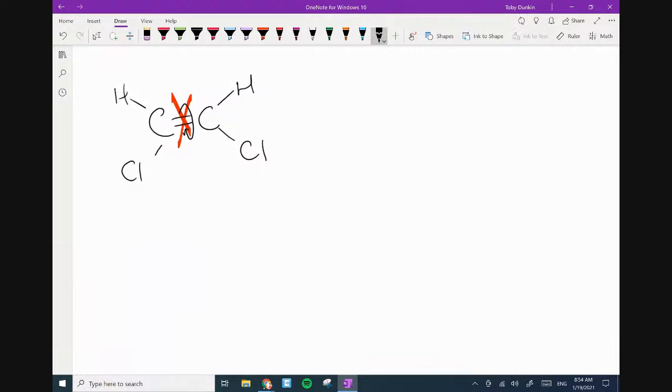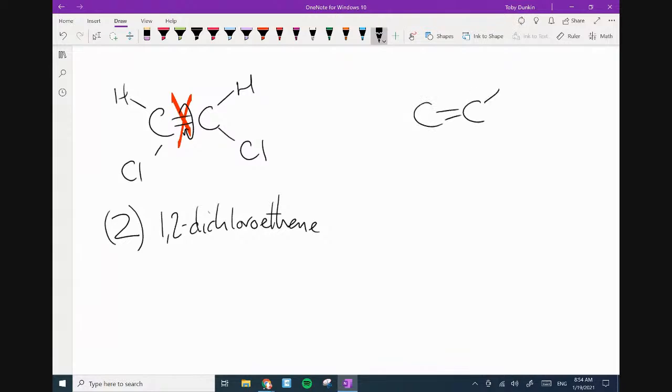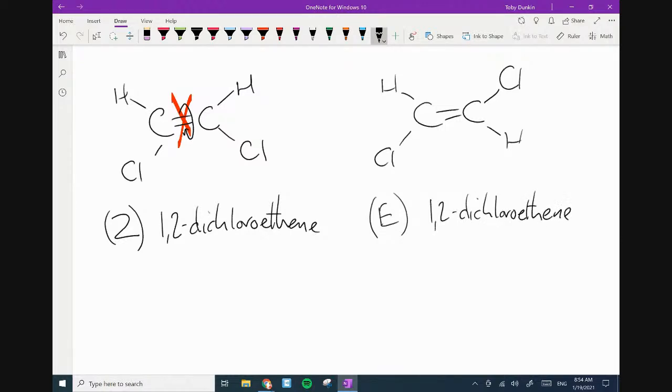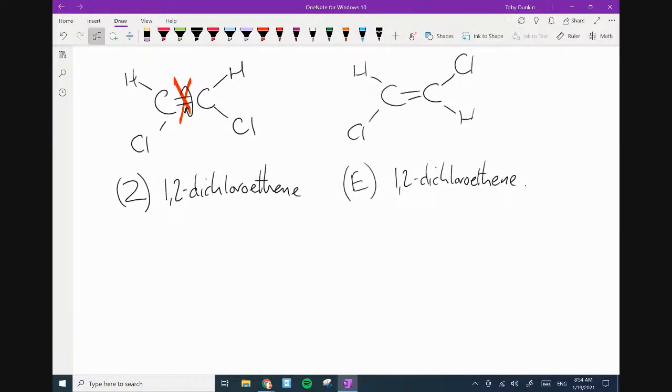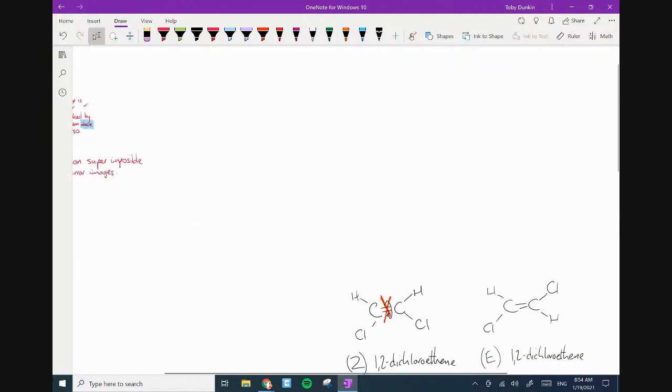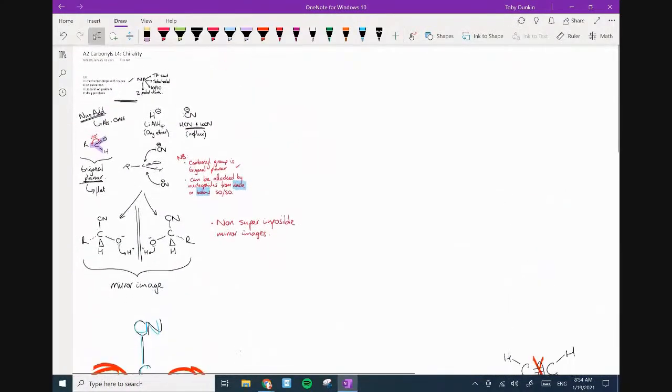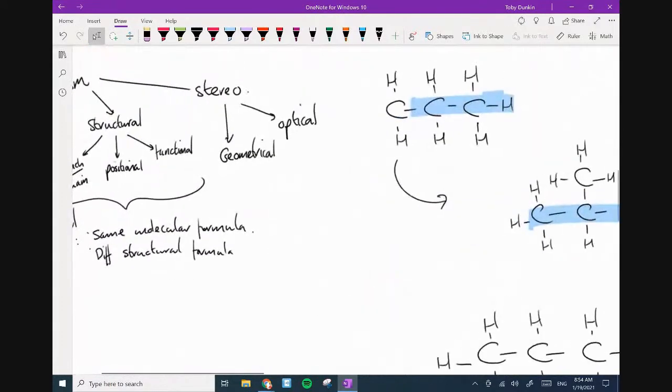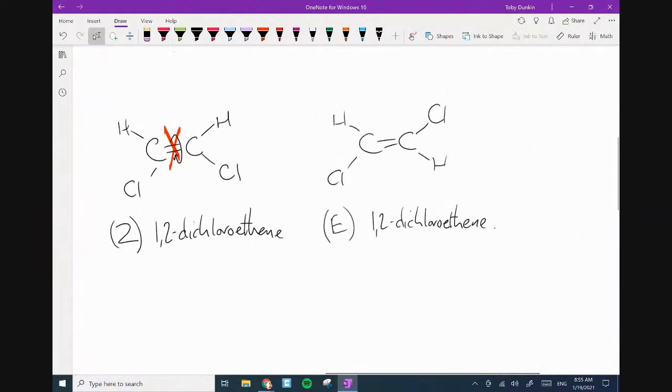This is Z-1,2-dichloroethene. There's another version. Because that double bond can't rotate, the chlorines could be on other sides. And this becomes E-1,2-dichloroethene. And that's geometrical. Same molecular, same structural, different arrangements of atoms in space. That's the definition for stereo, by the way. You're interested? So two different ones here.